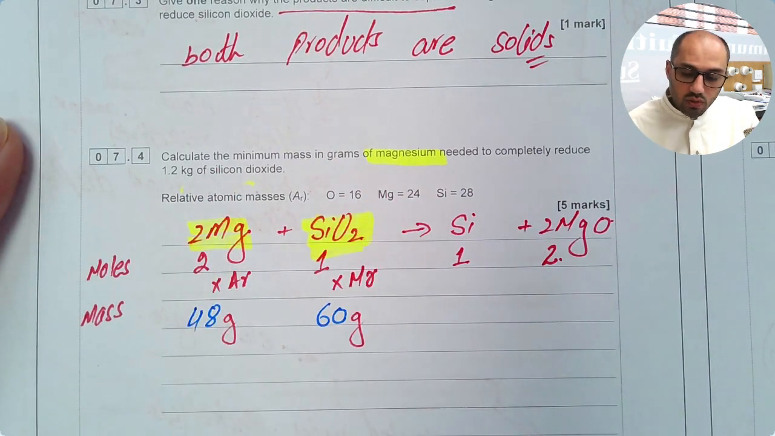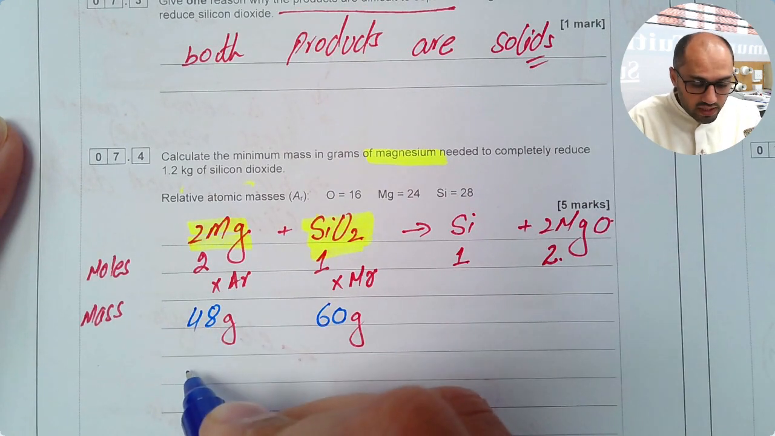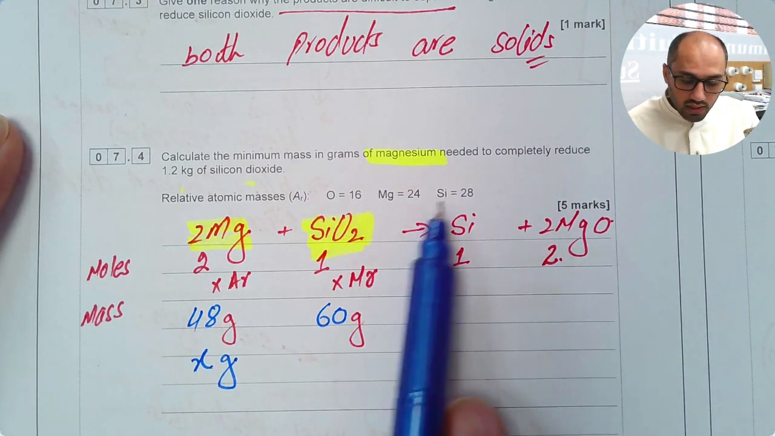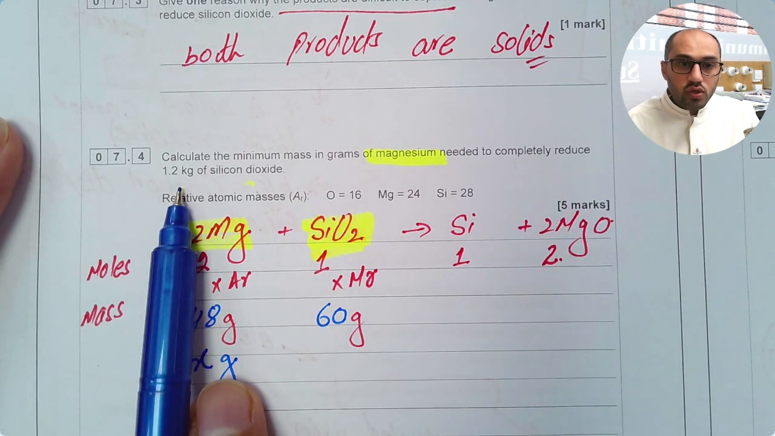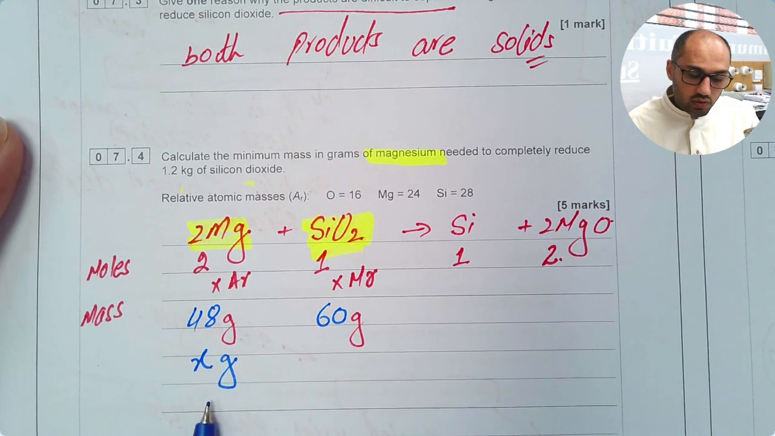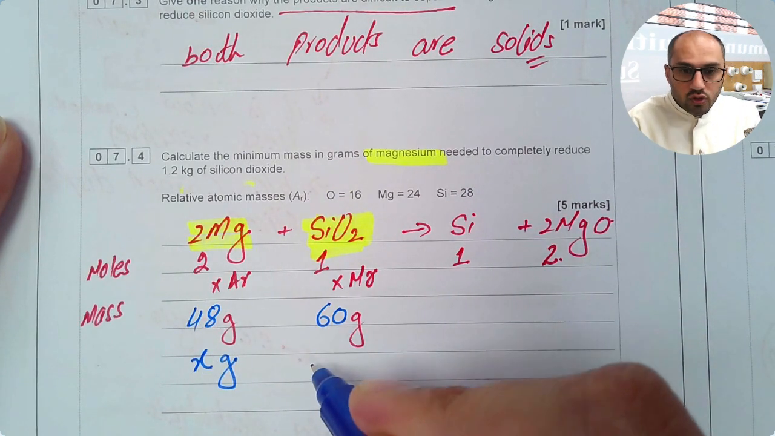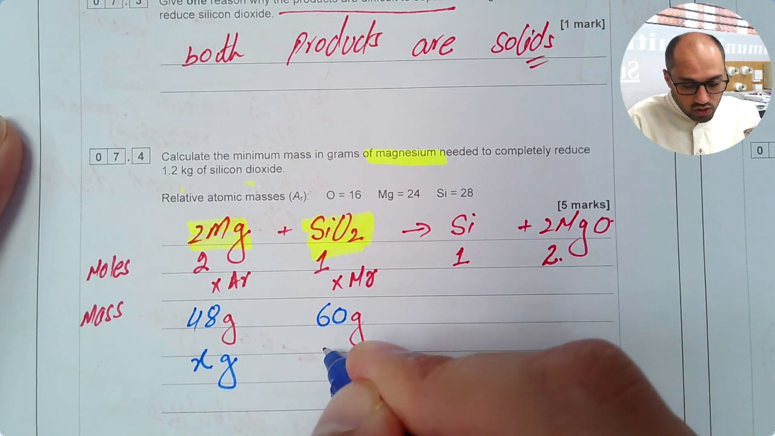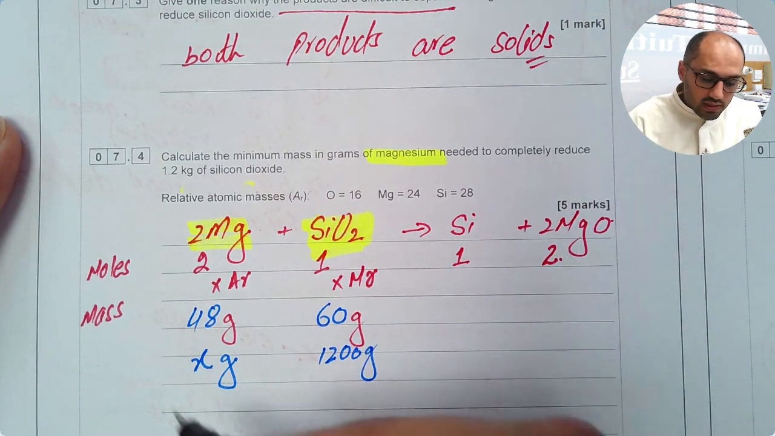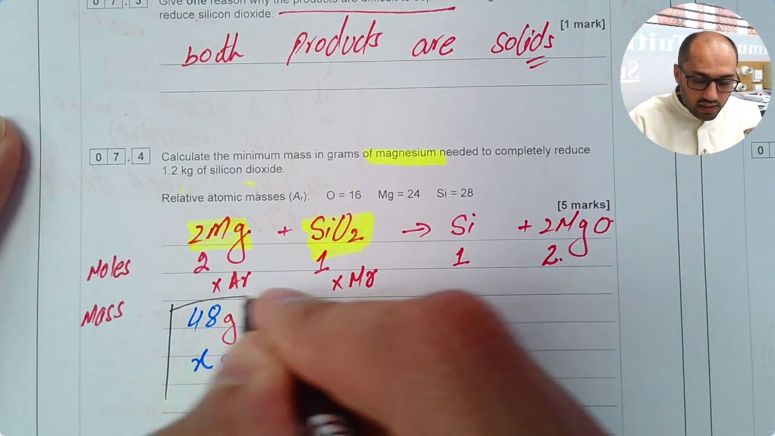So this means we do not know the value of mass for magnesium. So I can say X grams will react with, to completely reduce 1.2 kg of silicon dioxide. I can't use kg because I'm using grams here, so I'll have to do 1.2 times 1000, which is 1200 grams. Once you've done this, then this can be answered.